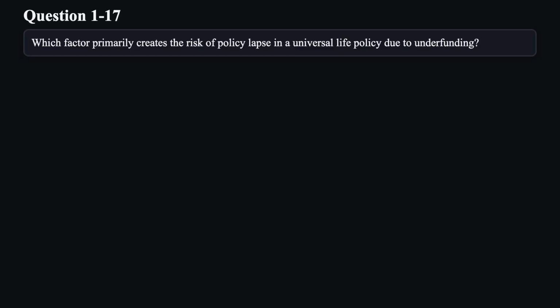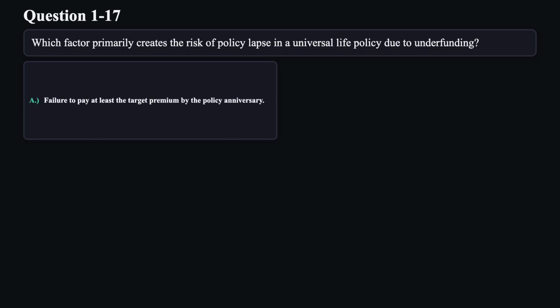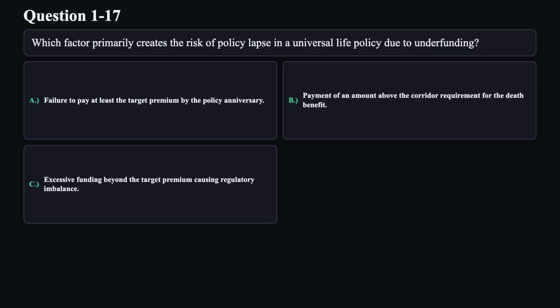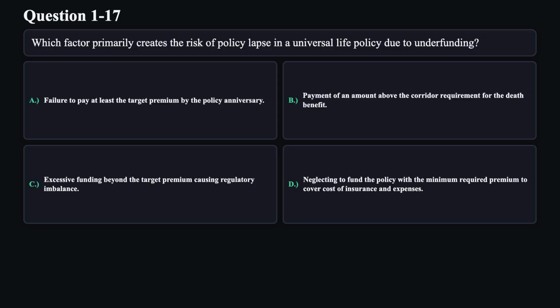Question 17. Which factor primarily creates the risk of policy lapse in a universal life policy due to underfunding? A. Failure to pay at least the target premium by the policy anniversary. B. Payment of an amount above the corridor requirement for the death benefit. C. Excessive funding beyond the target premium causing regulatory imbalance. D. Neglecting to fund the policy with the minimum required premium to cover cost of insurance and expenses.